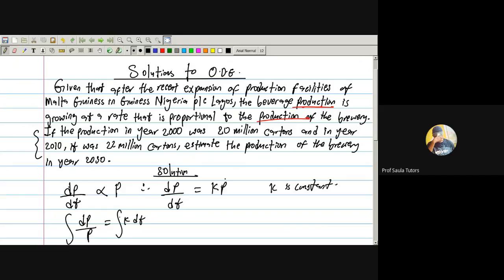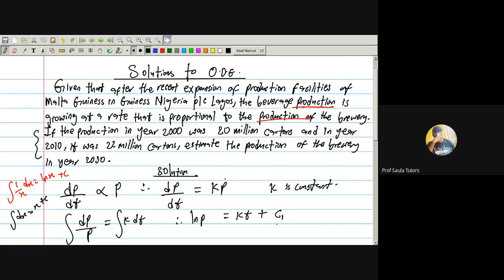Now, pay attention. What's the integral of 1 over P? If you have integral of 1 over x dx, remember it is ln x. So this one also will be ln P. ln P equals kt. If you integrate dx, the answer is x, so if you integrate dt, the answer is just t. That's kt, then plus c. Let me say this is my constant, so let me call it C1.